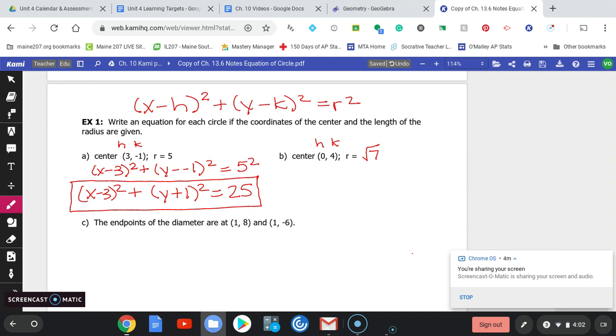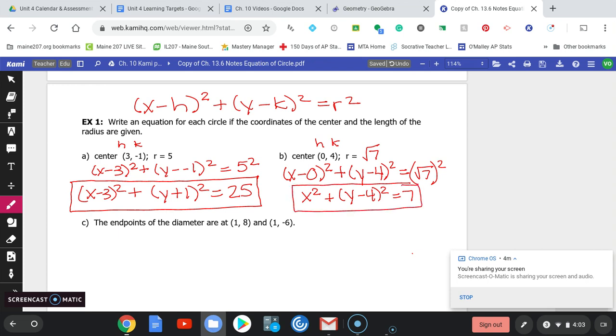All right, so we're going to again plug into the formula. So it's going to be x minus h, which is 0, quantity squared, plus y minus k, which is 4, quantity squared, equals our radius, which is the square root of 7, squared. So simplifying, x minus 0 is just x, and then we'll square that, plus y minus 4 quantity squared. Then the square root of 7 squared is just 7, and that would be the equation of our circle.